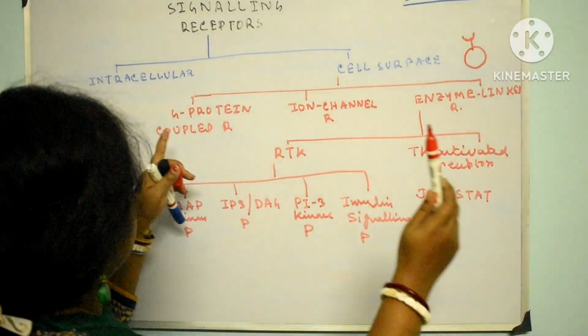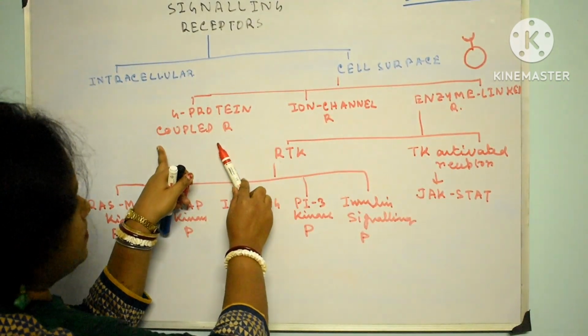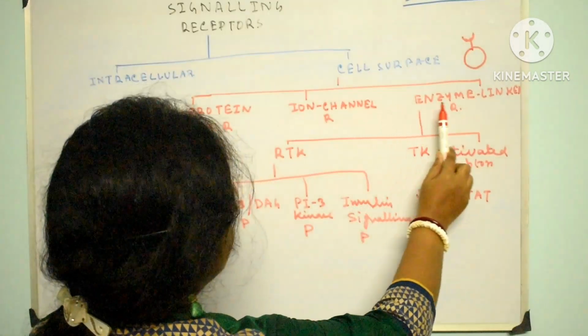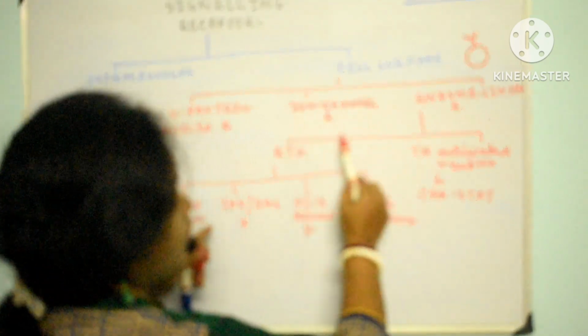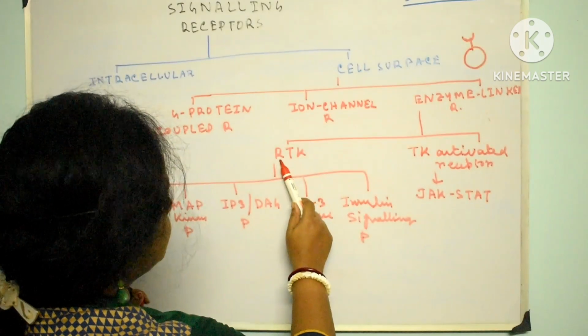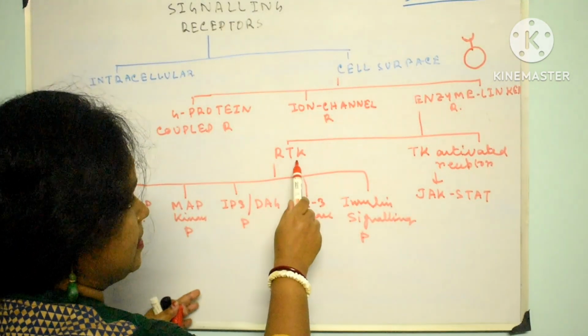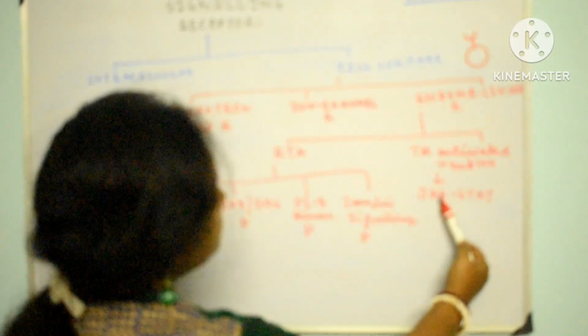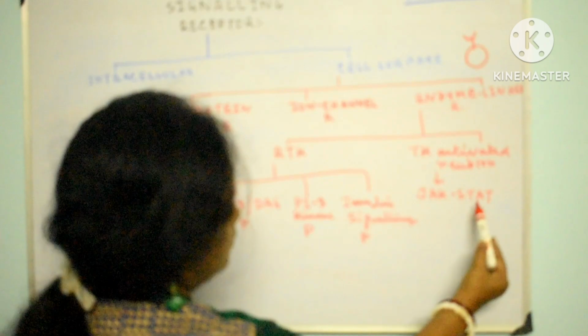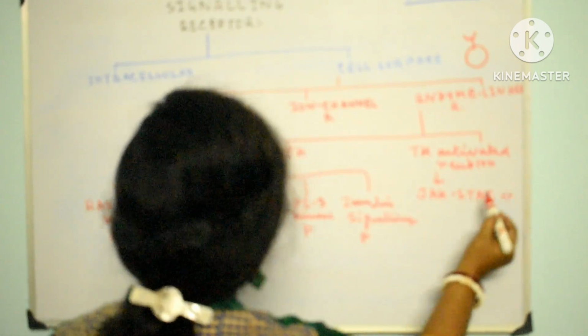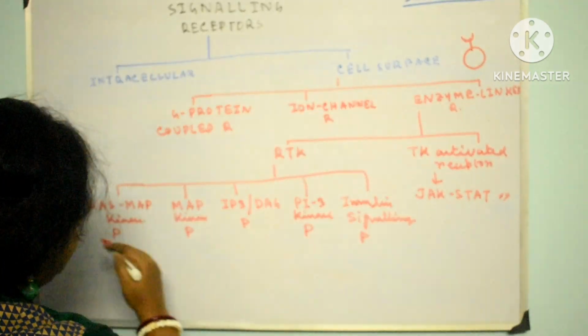Let's sum up cell surface receptor. Cell surface receptor is of three types: G protein coupled receptor, ion channel receptor and enzyme linked receptor. And enzyme linked receptors are of two types: RTK, receptor tyrosine kinase, and tyrosine kinase activated associated receptor, whose example is JAK-STAT, and it's very much important.